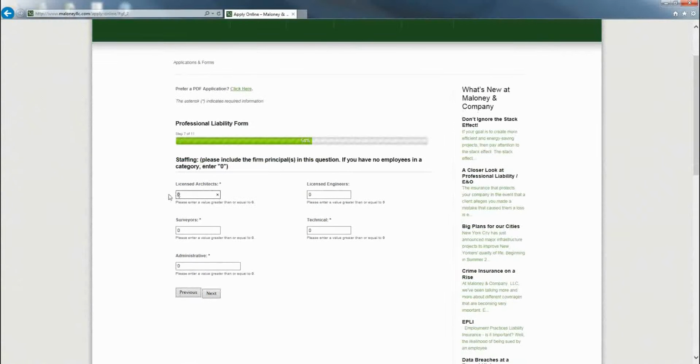Step 7. Staffing. Notice a progress bar at the top of the page. This indicates how far along you are in the application. We are over halfway finished.